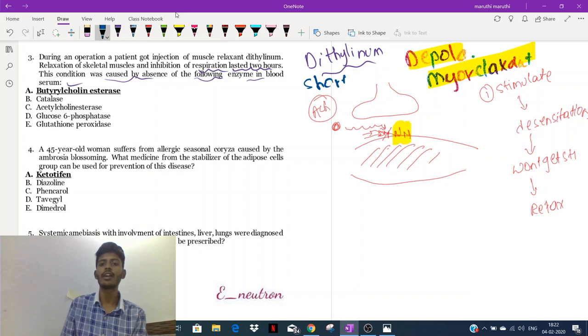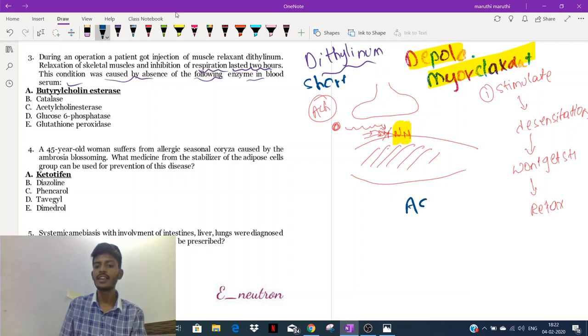Once it is a short acting drug, they injected the drug, and all the muscles went paralyzed. Even though it is short acting, the person remained with this muscle relaxant effect for 2 hours. Now we need to understand one thing.